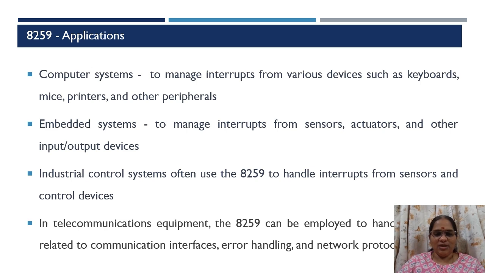So this is one programmable interrupt controller, which is the 8259. It has plenty of applications in different sectors like computer systems, embedded systems, industrial control, and telecommunications. In our day-to-day life, we make use of the interrupt controller in handling the services of the microprocessor, or it can be a microcontroller also.